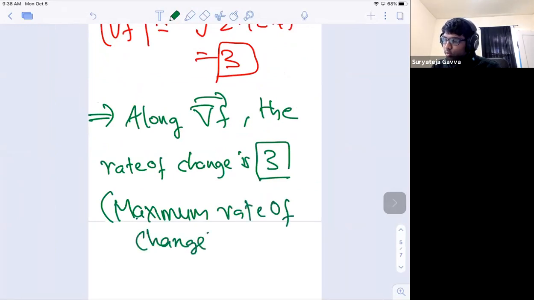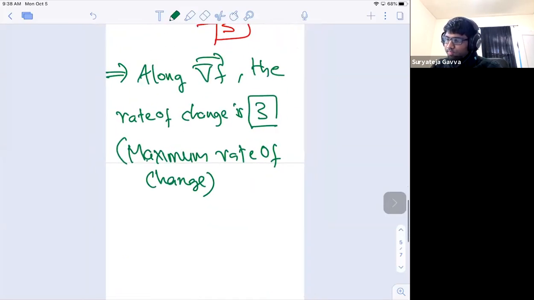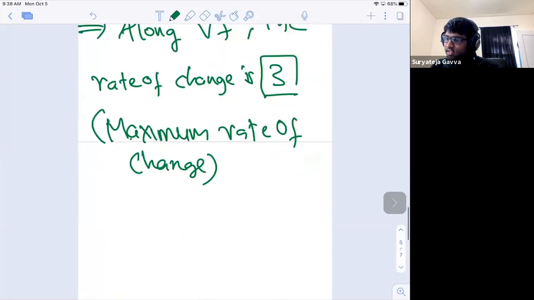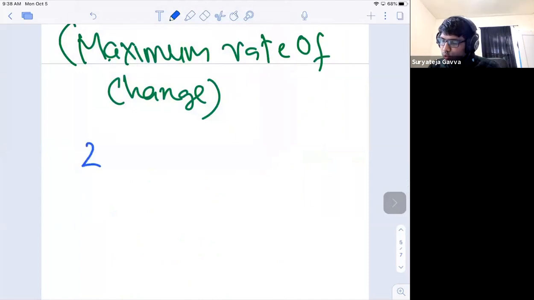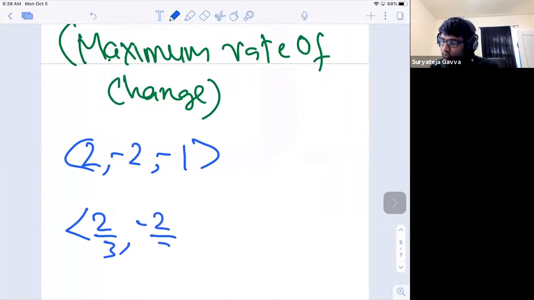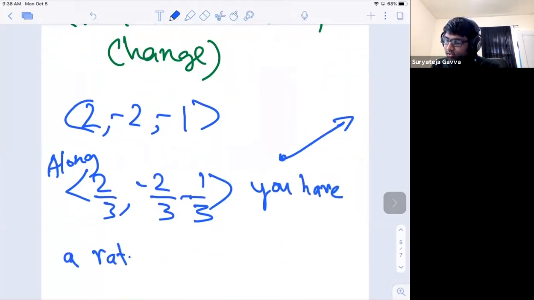because we said it will be magnitude of the gradient of f times cosine theta, and the maximum you can expect is just when cosine theta equals 0. So that's it. So what is the direction? You can write the direction if you want. So it's 2, minus 2, minus 1, right? So the direction is 2 over 3, minus 2 over 3 and minus 1 over 3. So along this direction, you have a rate of change of 3.